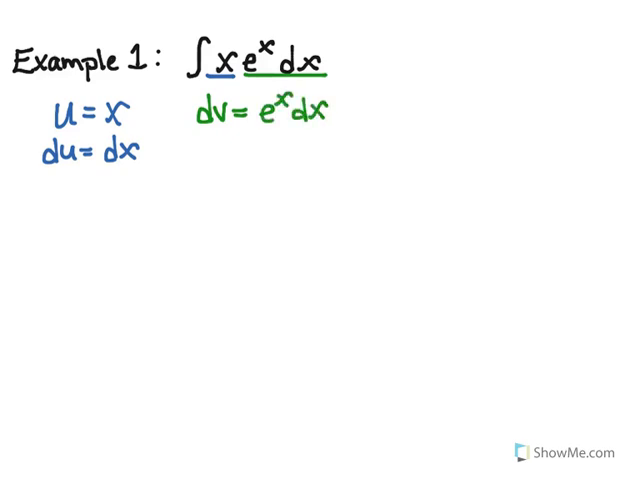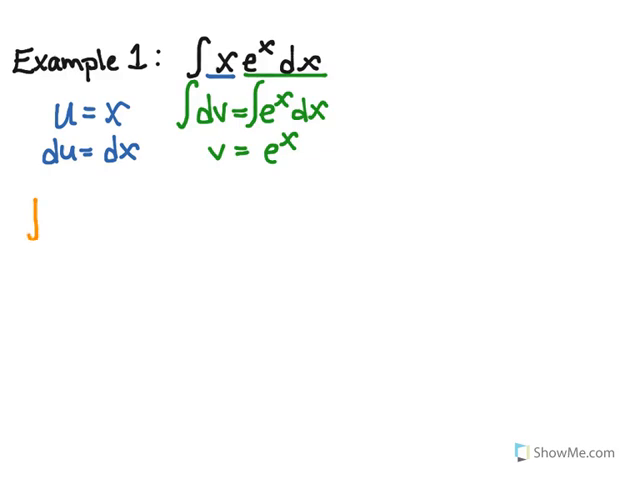And what we need to do is figure out, well, what's v? What's the antiderivative of this? If we think back to previous lessons, the antiderivative of e to the x is itself. There's no need to write a plus c here. The plus c will come in at the very end of the problem. So, we're ready to start plugging things into the formula.